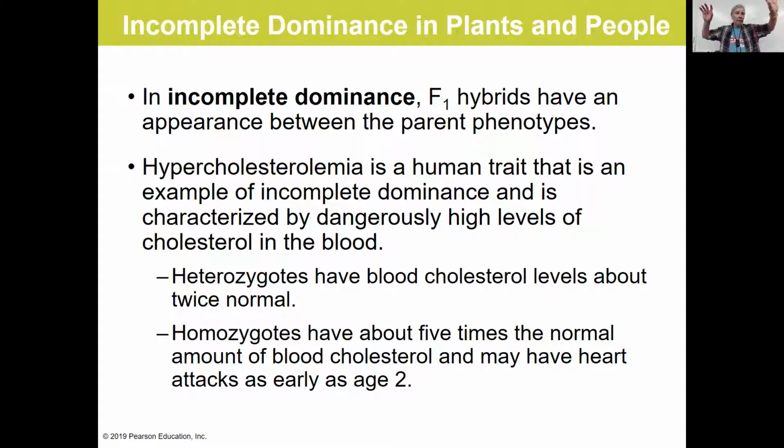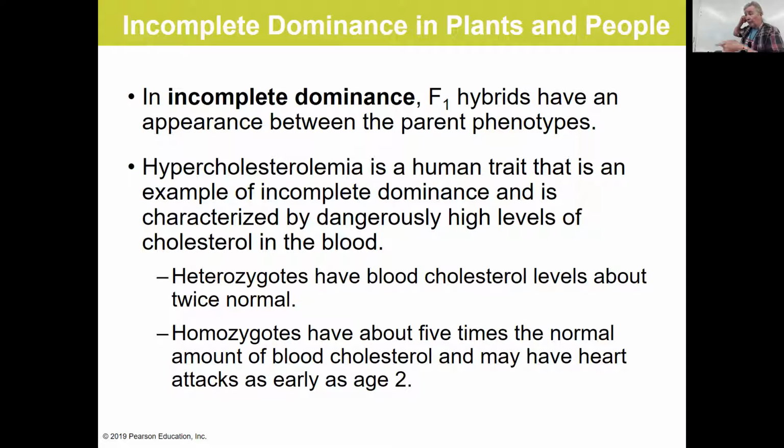Remember, in complete dominance, big B, homozygous dominant and heterozygote have the same phenotype. So there's only two phenotypes. But in incomplete dominance, there are three phenotypes, because the heterozygote has a different phenotype than either the homozygous recessive or the homozygous dominant. And we call it homozygous dominant, even though neither allele is completely dominant.